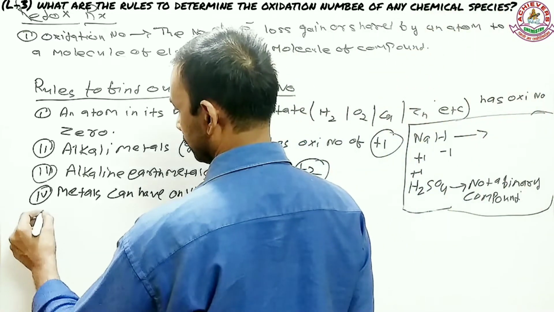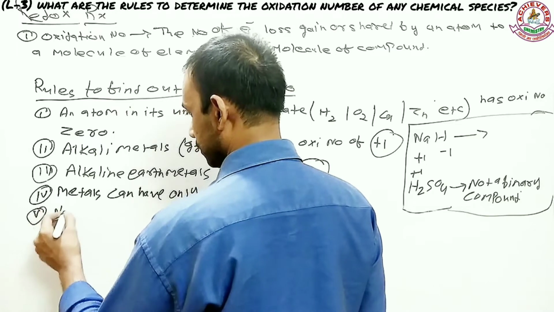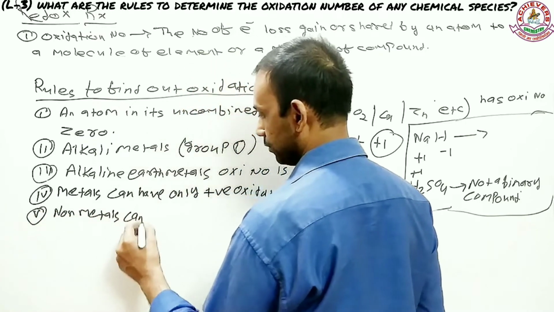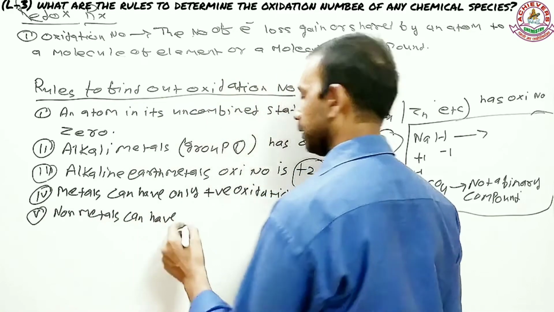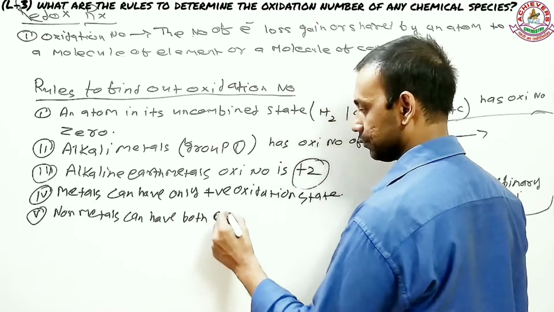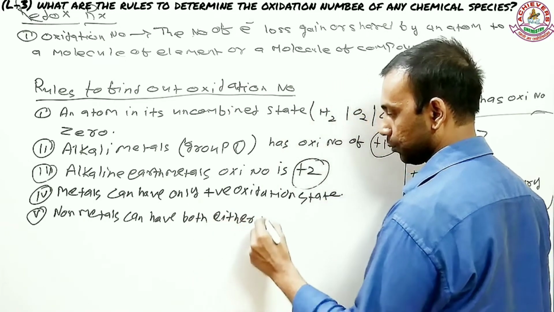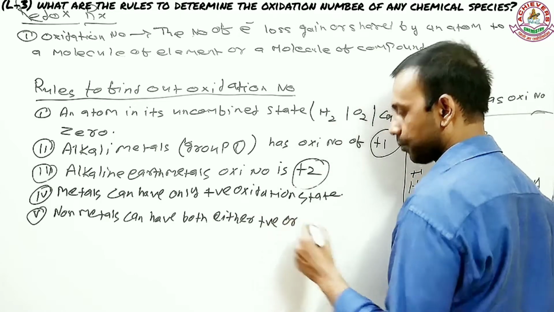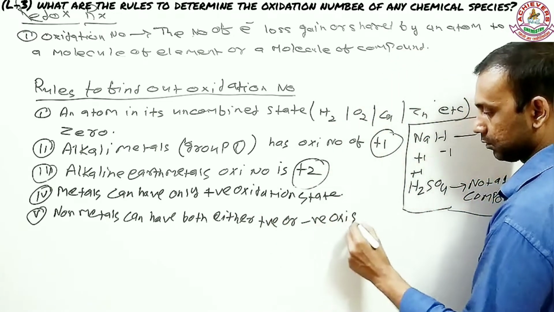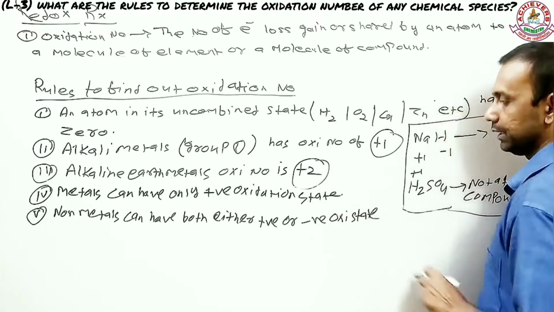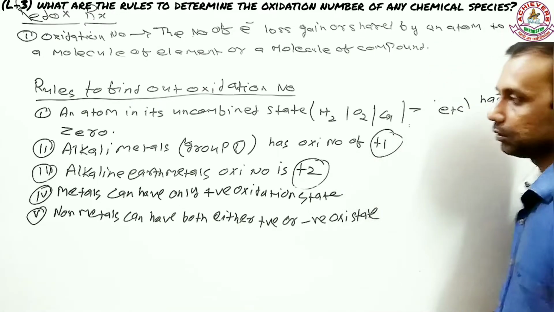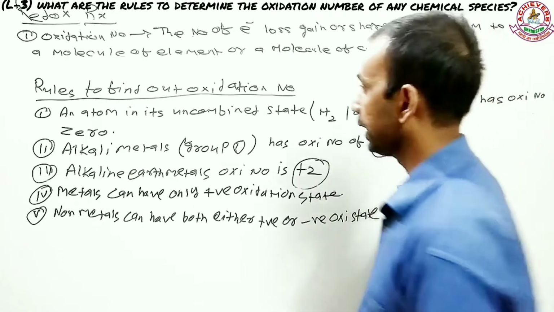Talk about the fifth one. Non-metals can have either a positive or a negative oxidation state. So non-metals have no problem exhibiting not only a positive but also a negative oxidation state.